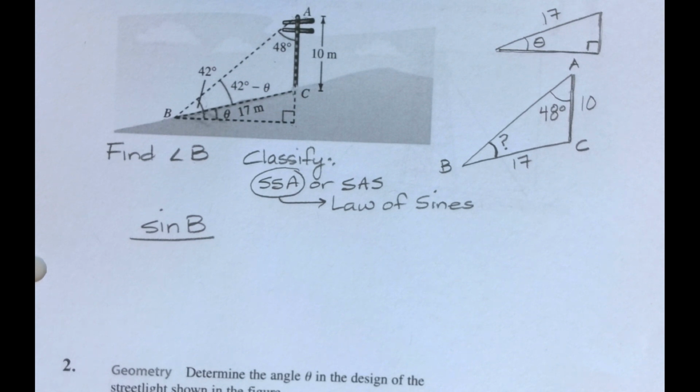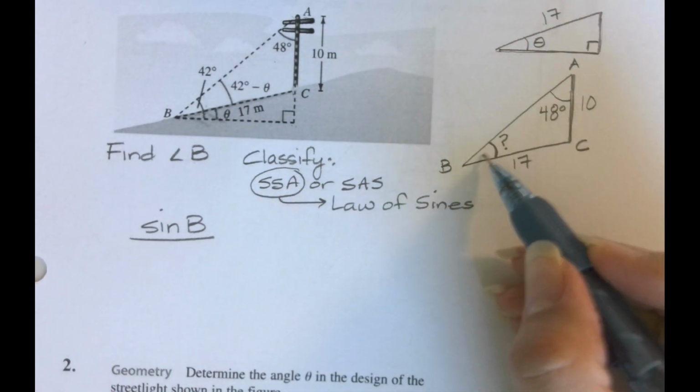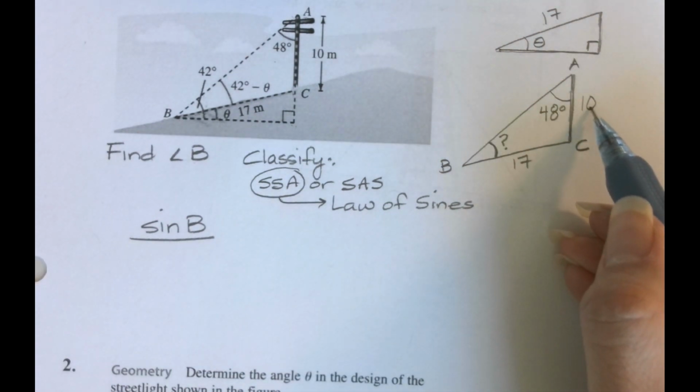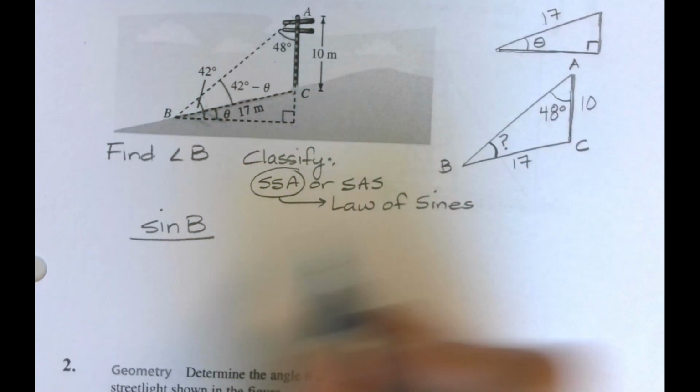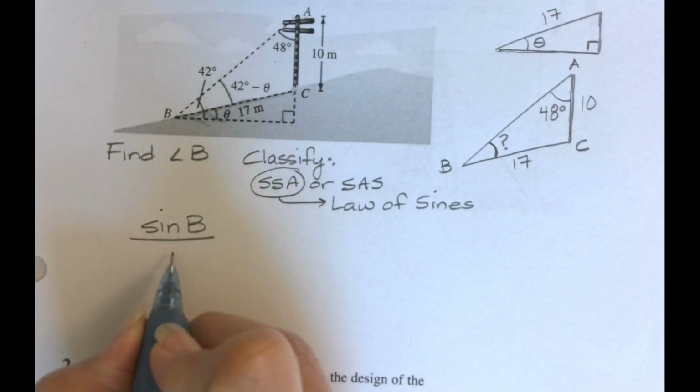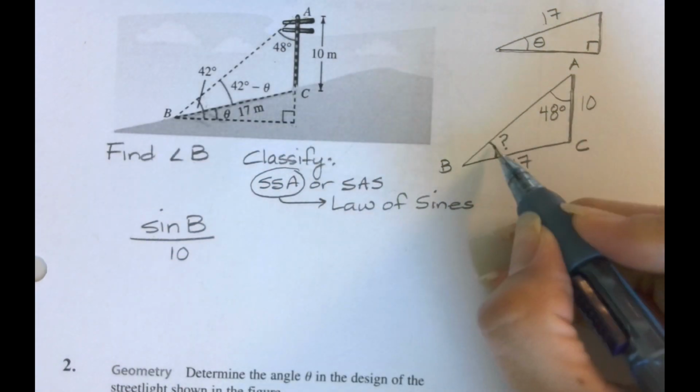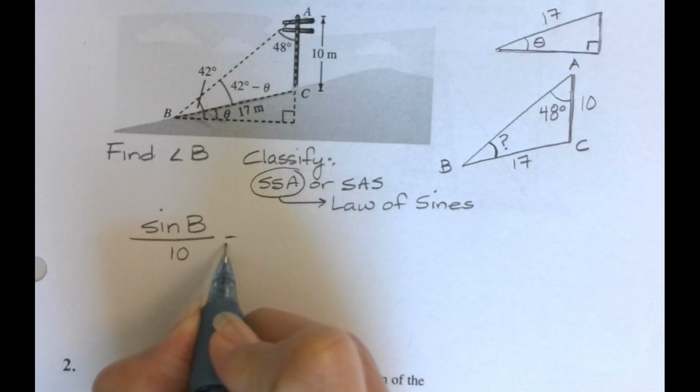10. Why? Because it's across from B. Very good. So little 10 is little b, right? And lowercase b goes underneath my sine capital B. So it will be 10. So the side right across from what you're looking for equals.